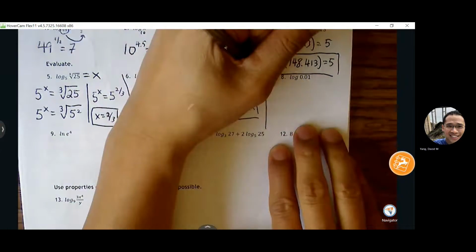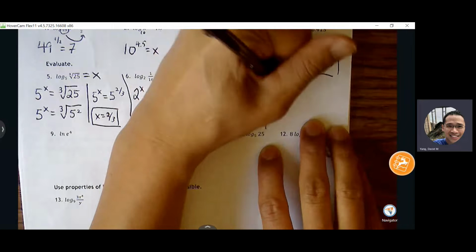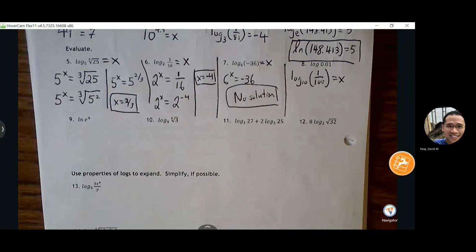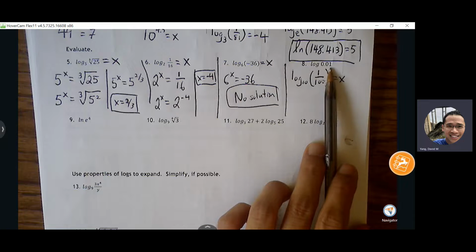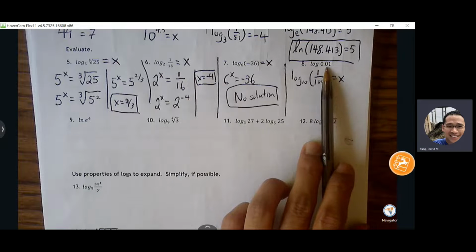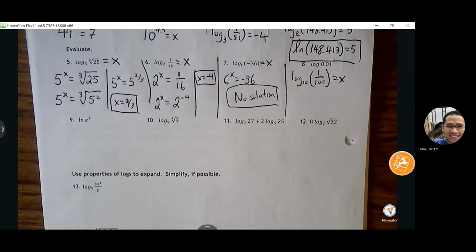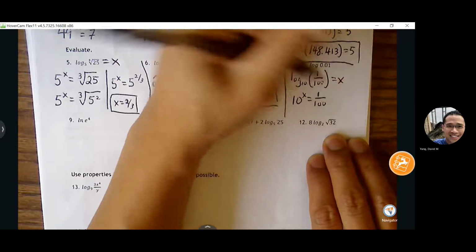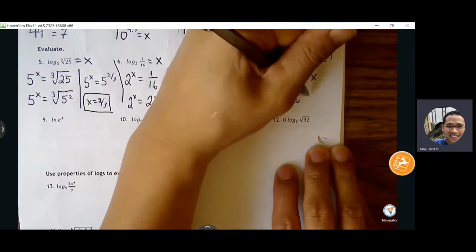Okay, there's a hidden base. Yeah. And then 0.01 is the same thing as 1 over 100. Start there. At most it'll be 0.1 or 0.01. 0.1 will be 1/10. This is 100th, or 1 over 1,000. Okay, 1 over 100 is the same thing as 10 to what power? Good.